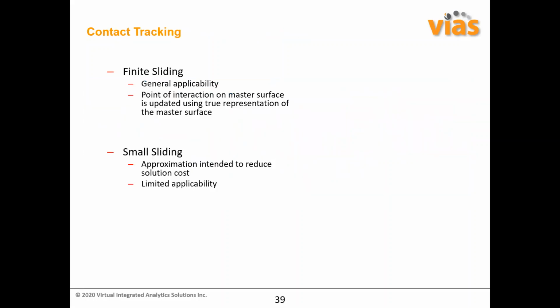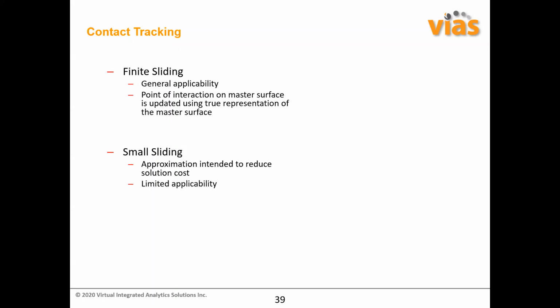Contact tracking is the third and last ingredient of defining a contact problem. Here, contact tracking is finite sliding. Generally, if you have enough computational power, you should go with finite sliding. Its general applicability: the point of interaction on the master surface is updated using two representations of the master surface. What small sliding does is assume that the master surface is always moving in a straight line, and it follows that. But when you are talking about large deformations or large sliding, it has limited applicability. It's an approximation intended to reduce the solution cost. But if you have powerful enough computers, you may want to just use finite sliding.